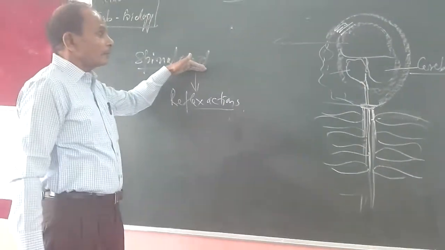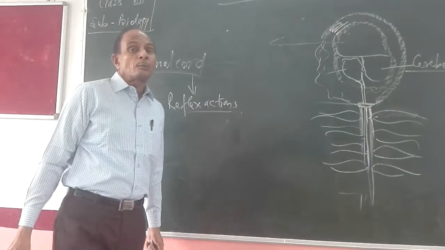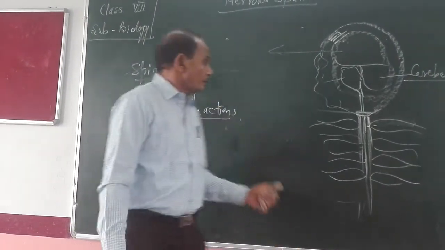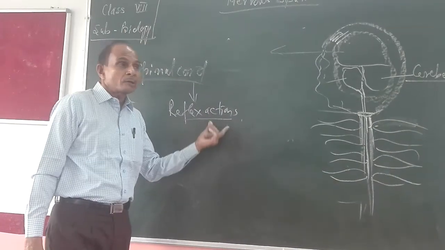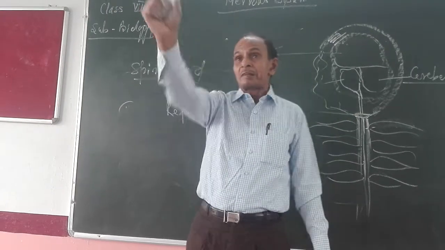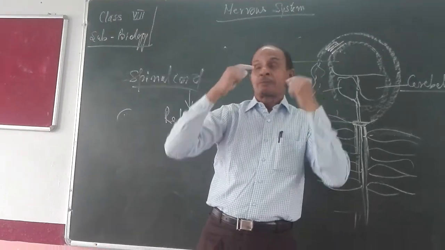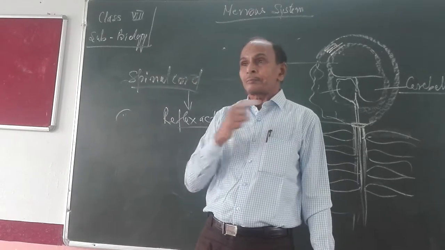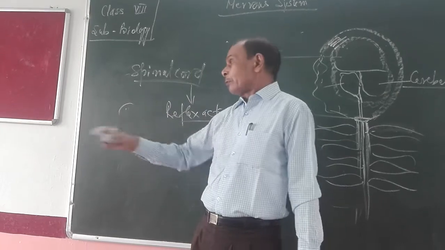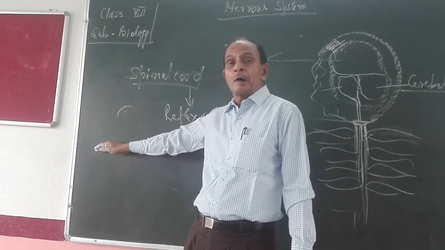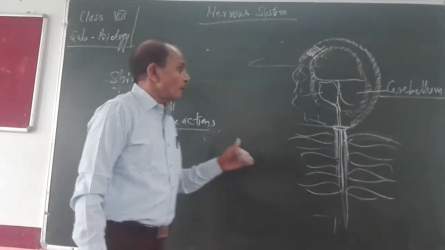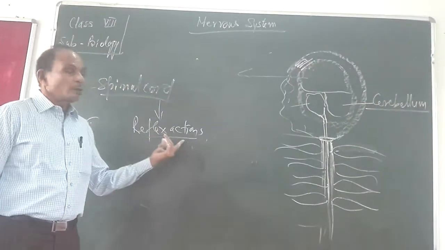So we can say the spinal cord provides protection to our body from harmful stimuli by showing reflex actions. I am giving one example. By closing our eyelids, the spinal cord prevents the entry of that foreign particle in our eyes. By withdrawing the hand suddenly, our spinal cord prevents our body from burning by this object. Clear? So the spinal cord provides protection to our body from harmful stimuli by showing reflex actions.